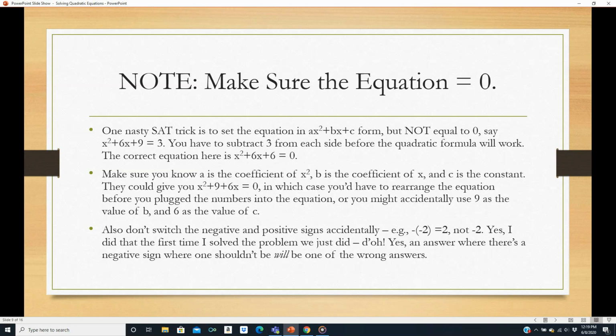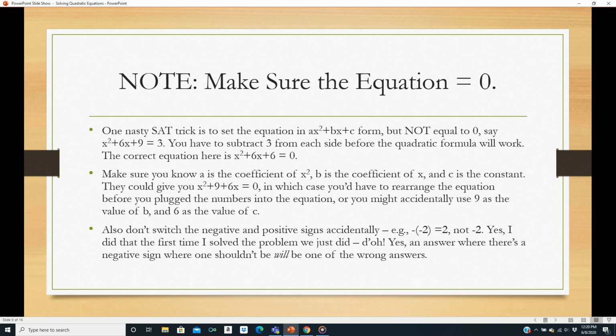So, also, don't switch the negative and positive signs accidentally. Let's say b is equal to -2, then of course you're taking negative b in the equation. It's negative b plus or minus the square root of b squared minus 4ac. Make sure you put 2 for negative b, rather than negative 2. Yes, I did that the first time I solved the problem. It's one of the problems we just did. I think it's actually the second from the problem that we just did. Anyway, don't. Where there's an answer with a negative sign where there shouldn't be, a lot of times it'll be that leading term, say negative 2 over 2 or 2 over 2, which becomes 1.